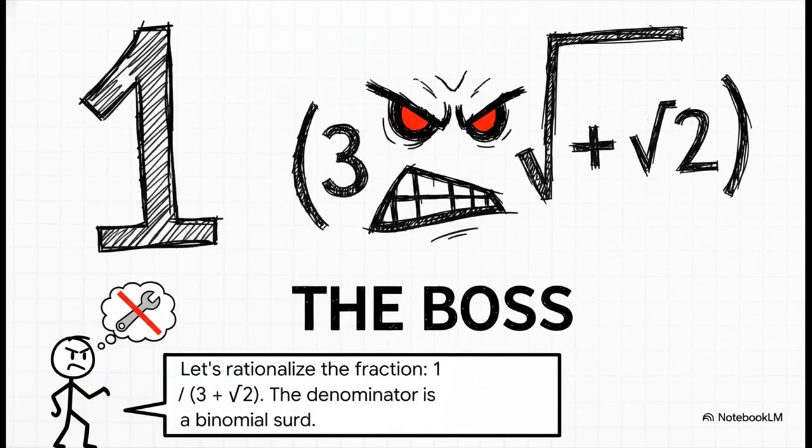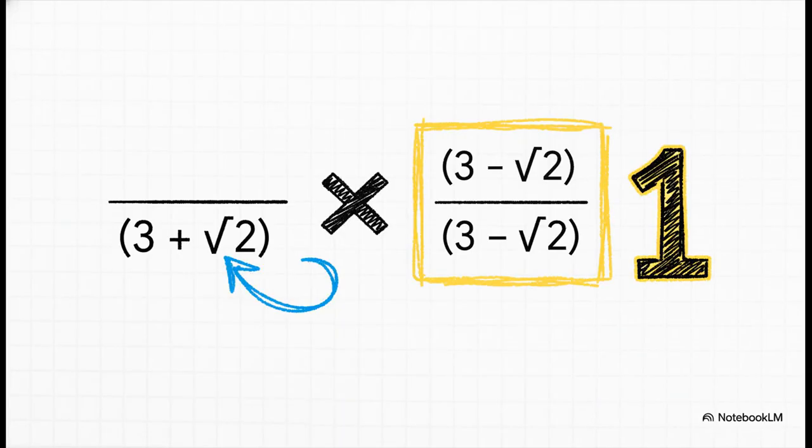Here's our level 2 boss. 1 divided by the quantity, 3 plus the square root of 2. Our old SS rule is useless here, so it's time to call in the conjugate. First things first, what's the conjugate? Well, the denominator is 3 plus root 2, so we just flip the sign. The conjugate is 3 minus root 2.